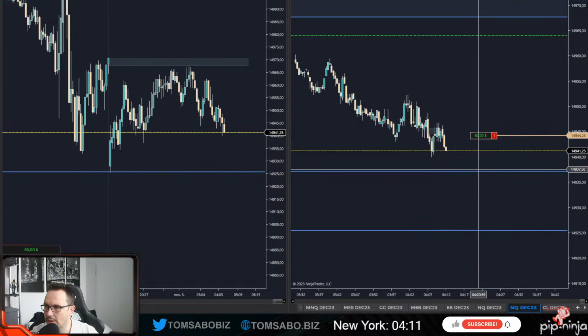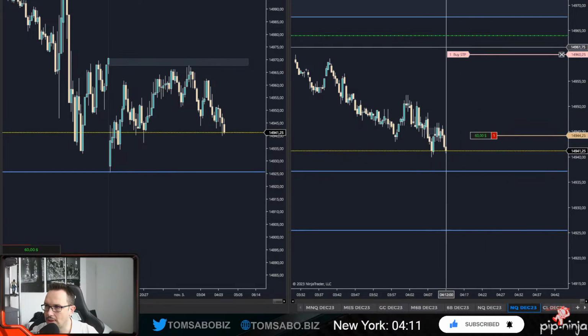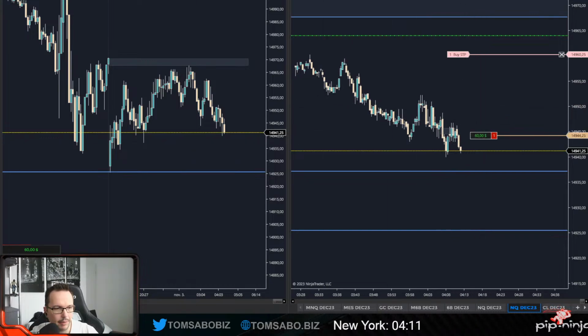So I'm just looking for, this is a 15-minute level right here. I'm going to put a hard stop here. This is not my final stop loss. I'm just going to move it as I see price going.